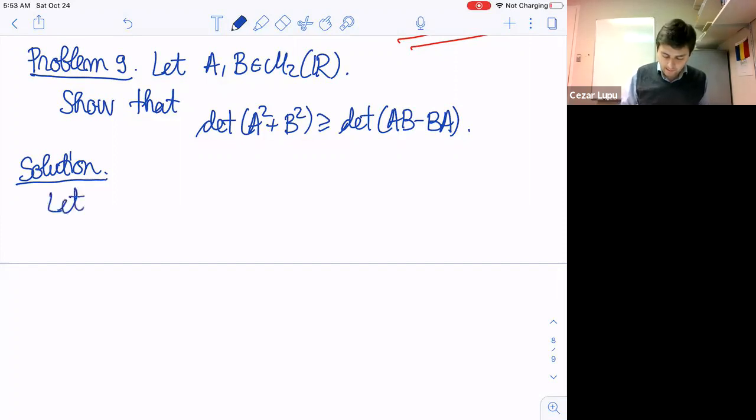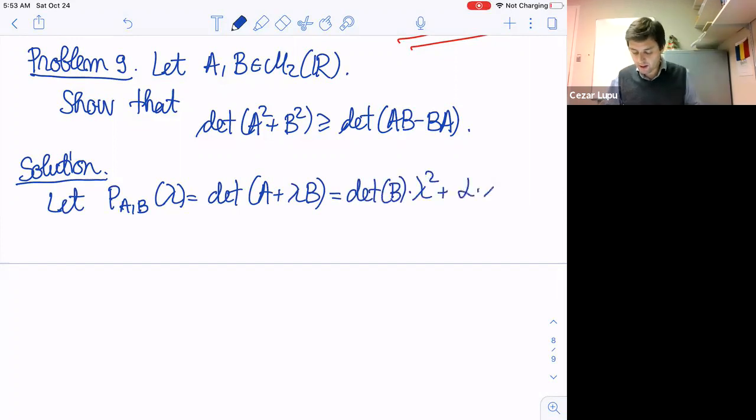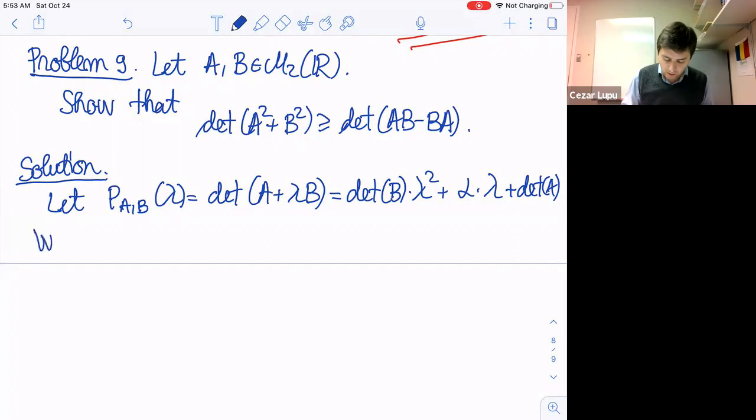so let me consider this polynomial. P_AB of lambda was the determinant of A plus lambda B, which was nothing else than just the determinant of B times lambda squared, plus, you know, that coefficient alpha times lambda, but that alpha was the trace of A times trace of B minus trace of AB, plus the determinant of A. And we know from here, we deduce that identity.